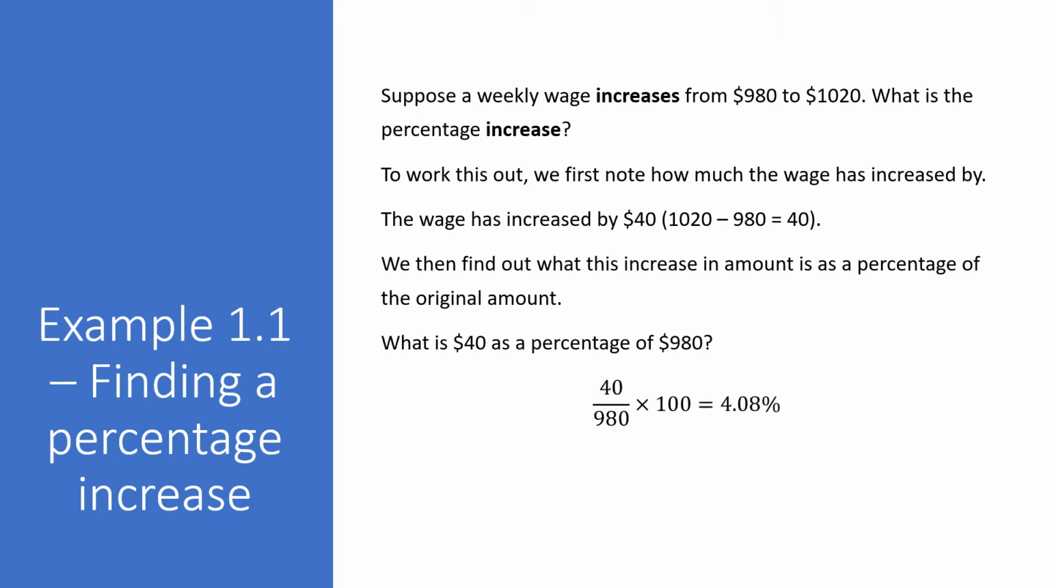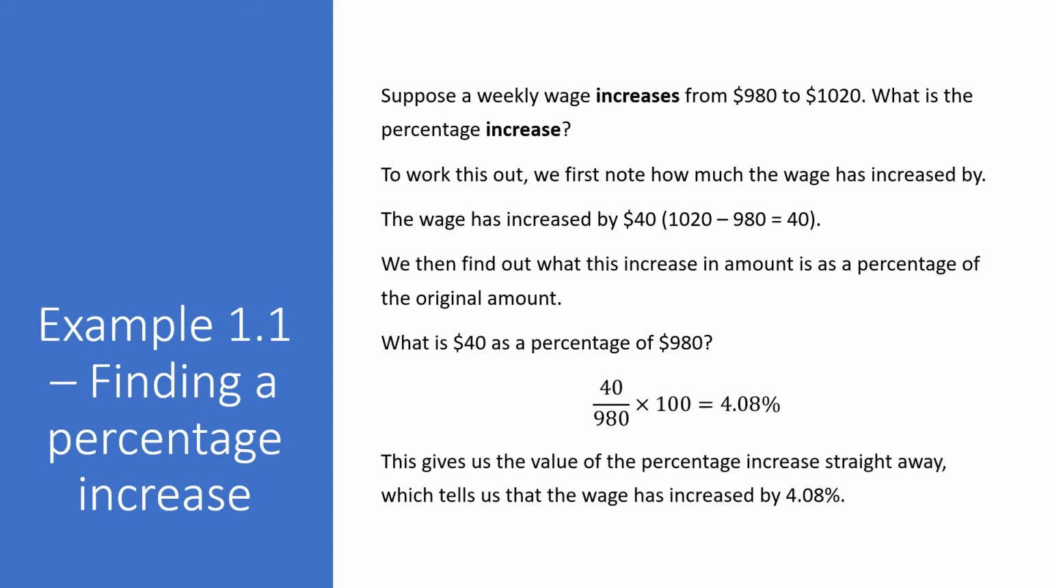And we can do this simply by putting into your calculator exactly what is here. 40 divided by 980 and then multiplied by 100, and we get 4.08%. This gives us our answer and tells us that the wage has increased by 4.08%.